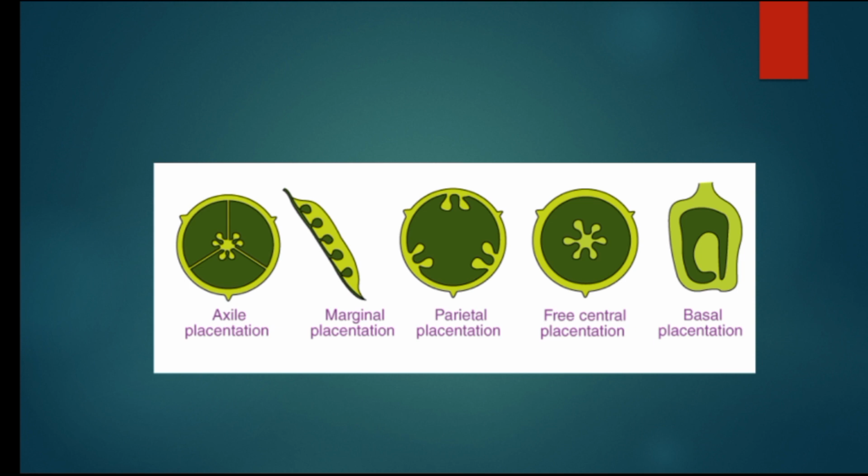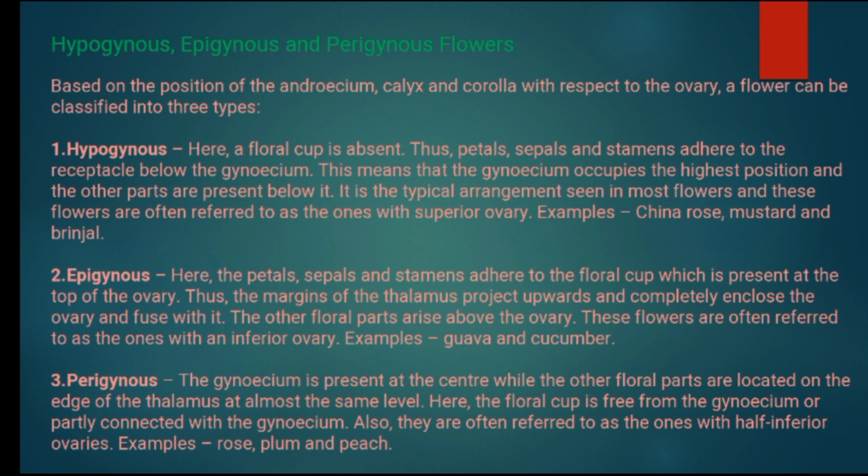So this is about the overall structure of the gynoecium. There are three types, there are functions and the types of the gynoecium and the placentations. So the next terminology is in regard to the position of the ovary in the flower. On the basis of the position of the ovary in the flower, they are classified as hypogynous, epigynous and perigynous.